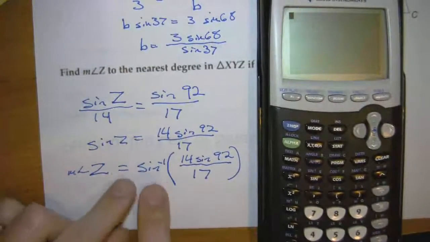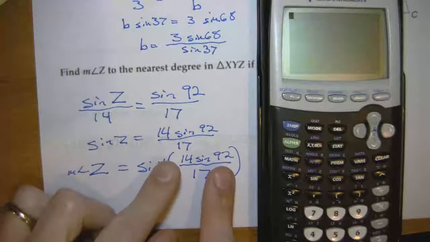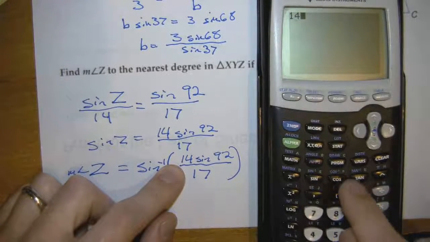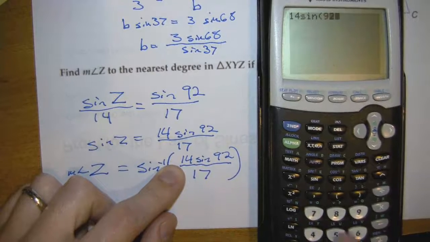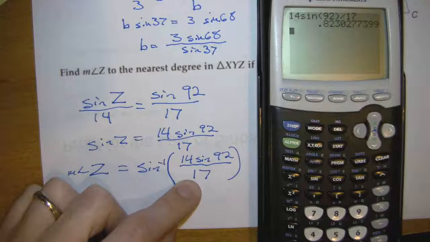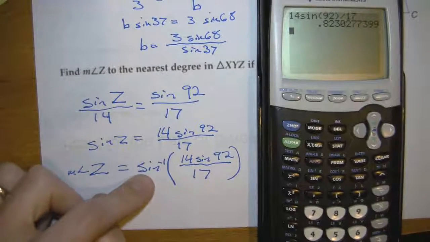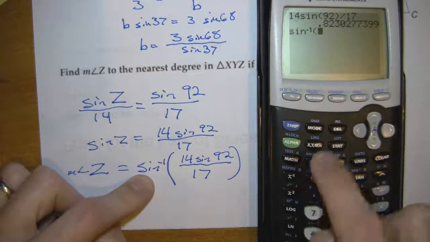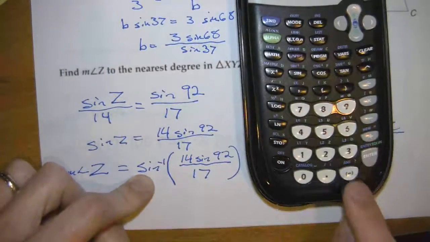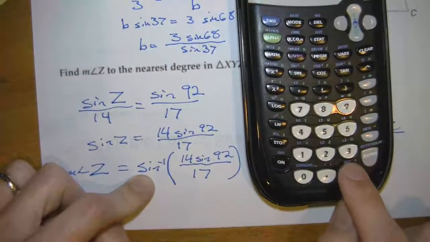So what I'm going to do is ignore this inverse sine for just a moment and focus on the inside. So I'm going to do 14 sine of 92. Make sure you close those parentheses, get in that habit, divided by 17. Go ahead and hit enter. And then I'm going to immediately hit second, inverse sine, and then second, and then the button we'll hit kind of off screen there, down here by your negative sign, is answer.